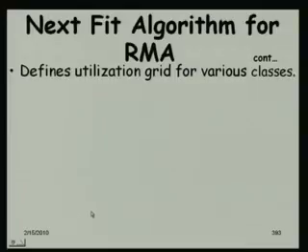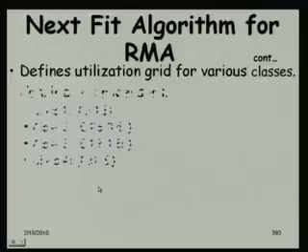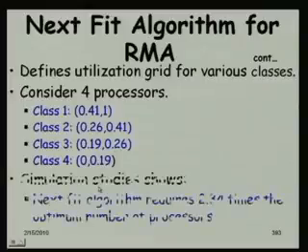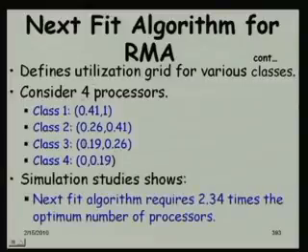So if we think of this algorithm, it actually defines grids of utilization. If a task falls in some grid, then it belongs to that processor. So if we have 4 processors, we are trying to construct 4 classes. The first one is between 0.41 and 1.